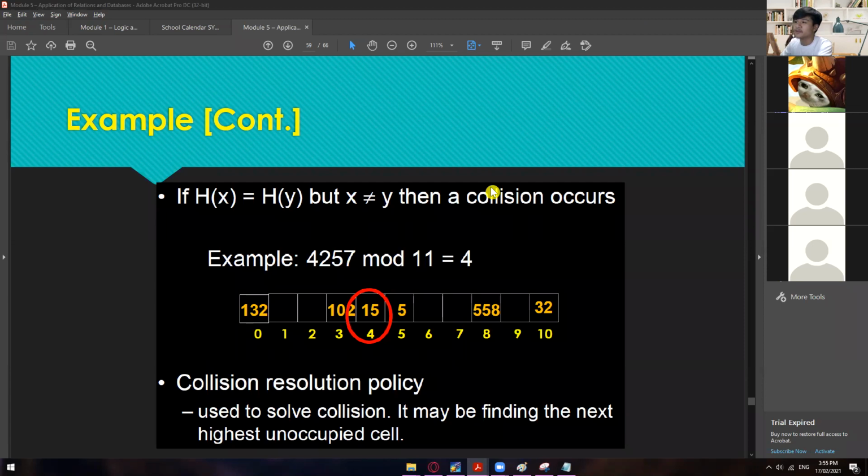Sir, what if naulit yung remainder na 4? For example, if we have another data with a remainder of 4, since your number 6 is already occupied by this 4,257, just look for another cell, which is number 7. If this one is occupied again, just look for another one, which is number 9. If this one is occupied again, you will go back here and place your data in number 1, until all of those cells are filled out by your datas.